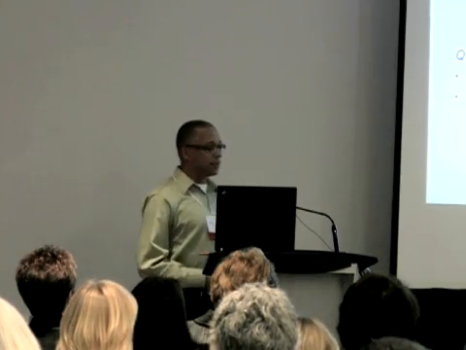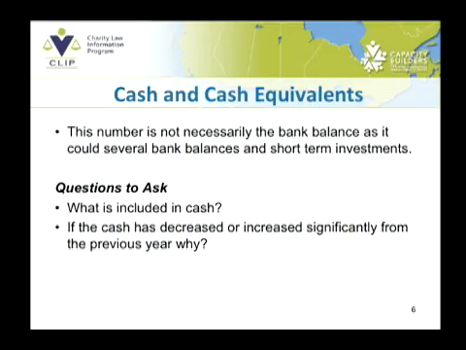So when I look at a balance sheet, when you look at cash, one of the questions you might want to ask is, what's included in cash? Just so that you understand what cash really is for the organization. And more importantly, why is it increasing and decreasing from the previous year? And for most of these lines, that's the type of thing you want to look at. Is it going up? Is it going down? And why?